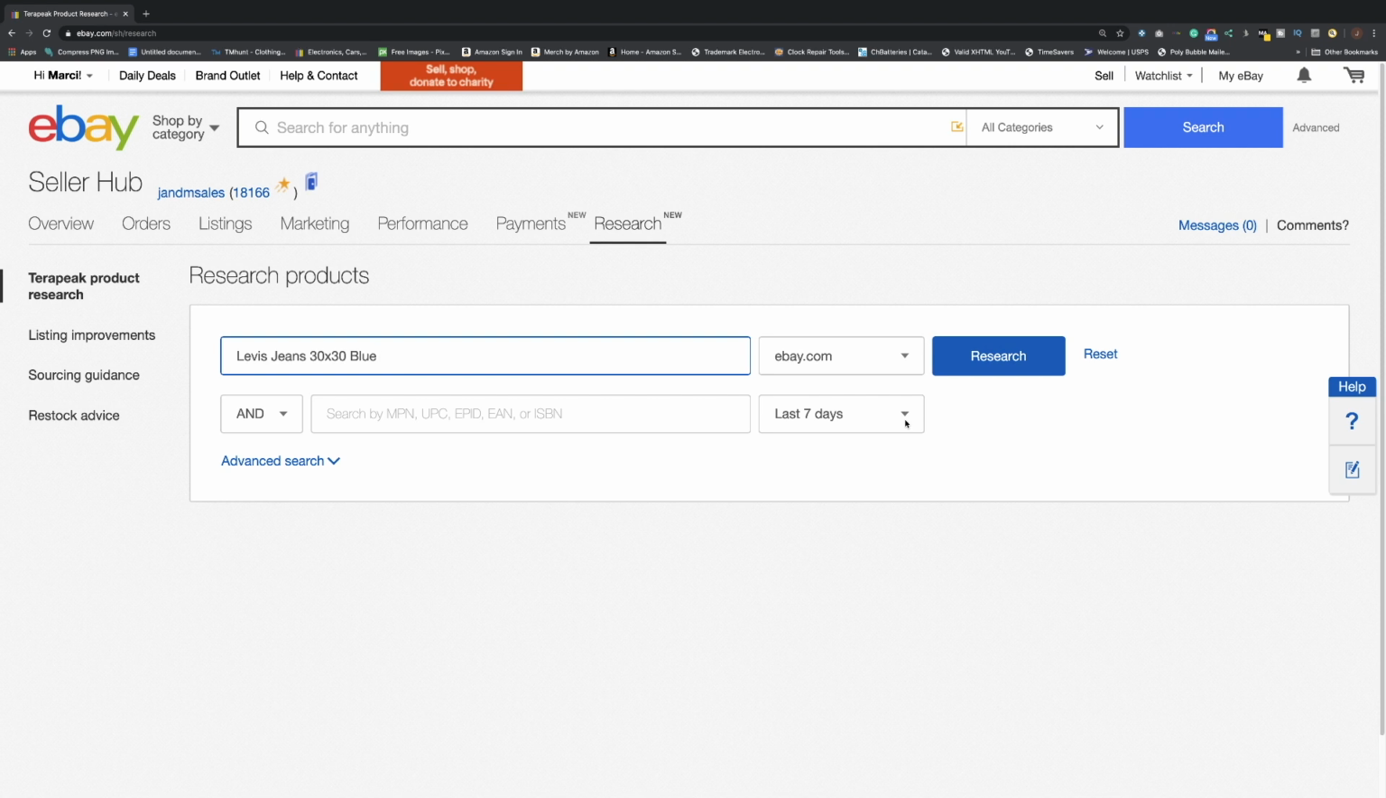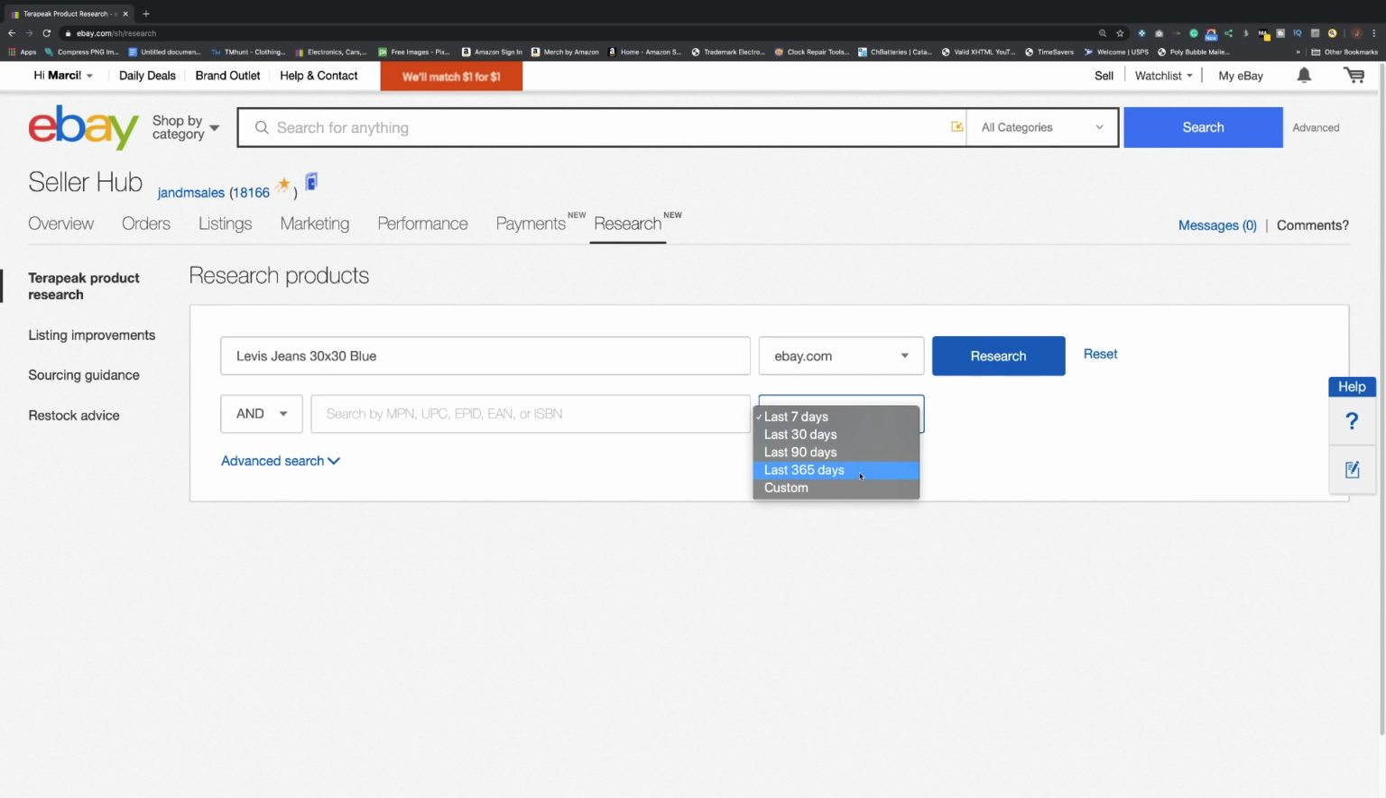Then you can use a drop-down here, so you can do 7 days, 30 days, 90 days, or a year. A year is a little bit too long for Levi jeans. If something is really specific, hard to find, or unique and old and different, then I would suggest using the 365-day or year look. I found many things that eBay doesn't hold, because eBay only holds items for 90 days, where Terapeak holds everything for the year. So this will really help you out when you're doing your research. But let's just do 7 days, and I'm going to get into this a little bit more in depth.